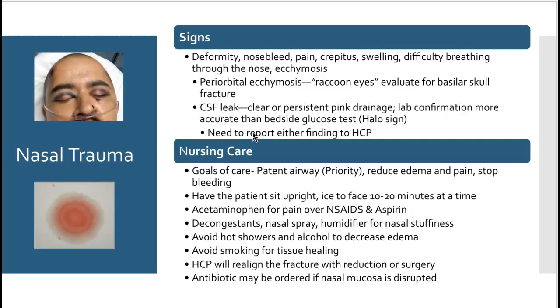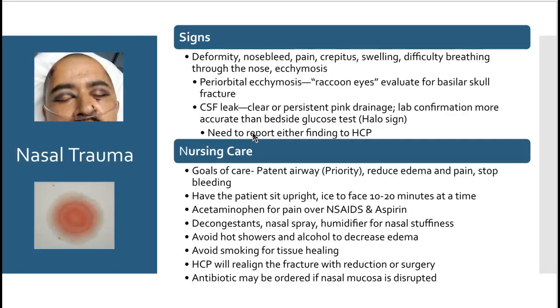Now, care for somebody who's had nasal trauma, we are going to be monitoring for patency, watching for that edema and pain, and if they have ecchymosis or epistaxis, we will need to stop that bleeding. You want to have the patient sit upright. You can actually apply ice to the face for 10 to 20 minutes at a time. Acetaminophen for pain would be preferable versus NSAIDs or aspirin because those are going to increase bleeding.